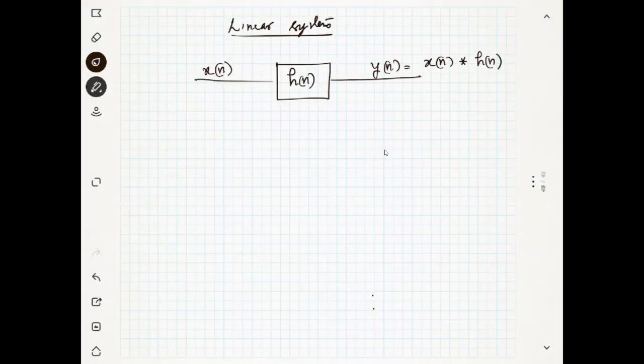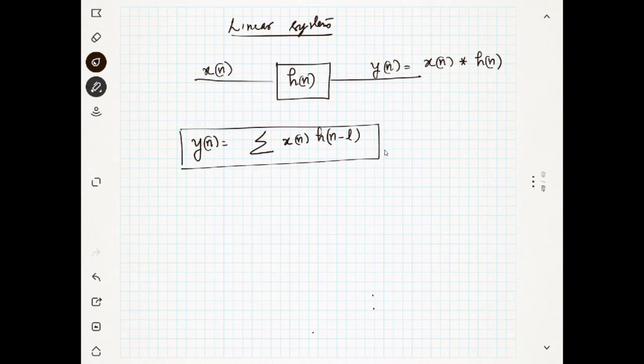Now you see what this convolution y of n is. y of n is equal to the summation of x of l into h of n minus l. This is the basic equation. I will take a simple example, then it will be clear to you. A very simple example with dimension 2.